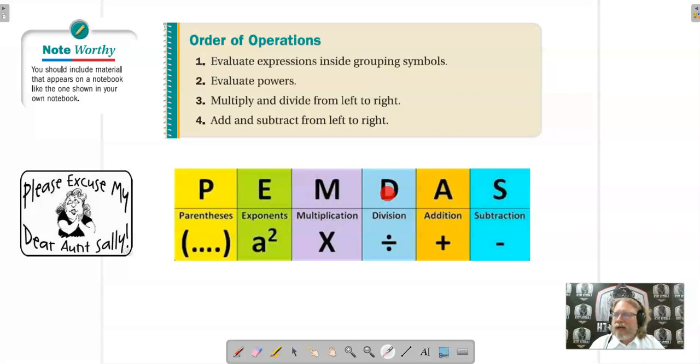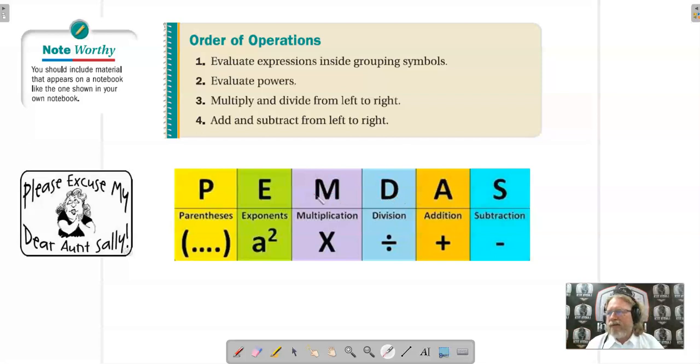Then multiplication and division, going from left to right. Many people believe that you have to do all the multiplying first and then the division. No, they are equally as important. We work them going from left to right in the equation, just like we read a book going from left to right. We also do our math problems going from left to right as well.